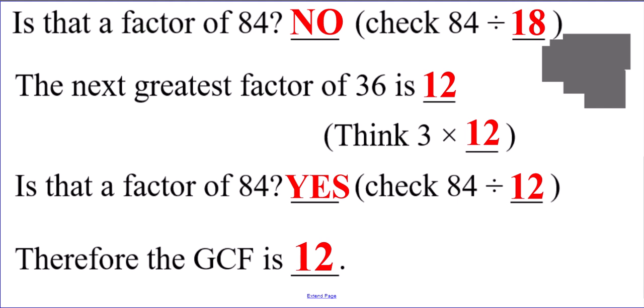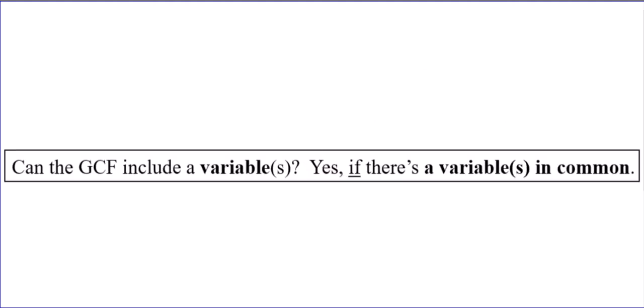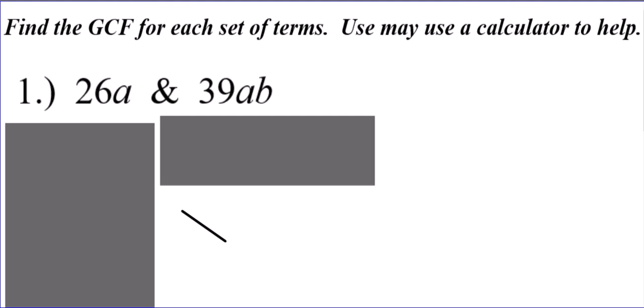So, before we go to the next page, at the very bottom of the first page: can the GCF actually include a variable or possibly multiple variables? Yes. If there's a variable or more than one variable in common from the two original terms that you're trying to find the GCF of, then yes, you could have not just a numerical part for a GCF, but you could also have a variable part with it as well. And I promise you will do some examples of that coming up real soon.